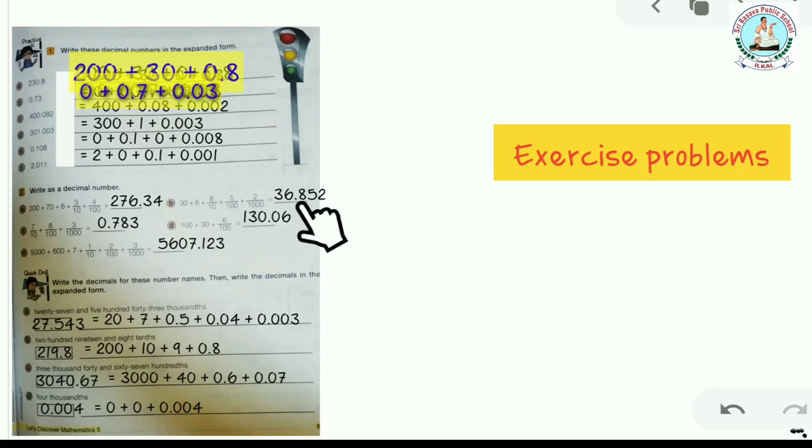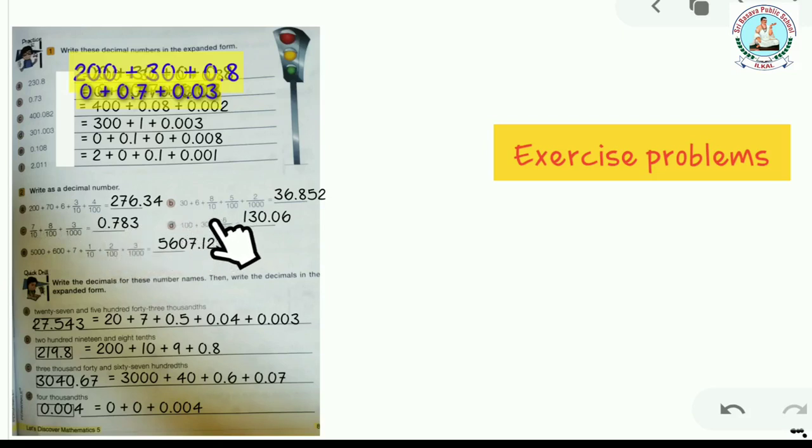Afterwards 8 is in tens, 5 is in hundreds place and 2 is in thousands place. Next one, it is 7. There is no whole part here, so we write 0. And 7 is in tens place, 8 is in hundreds place, 3 is in thousands place.